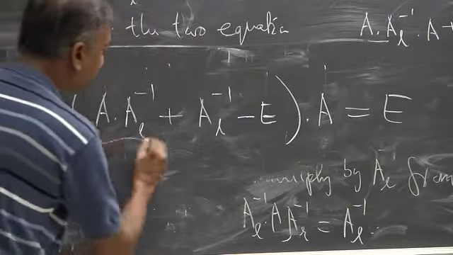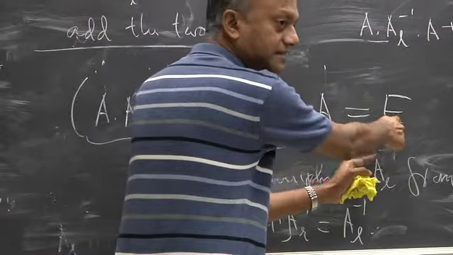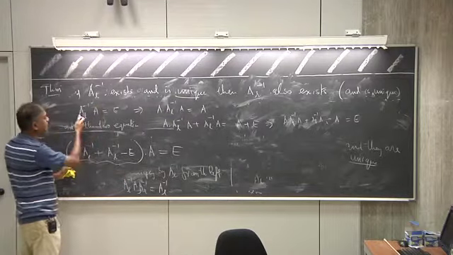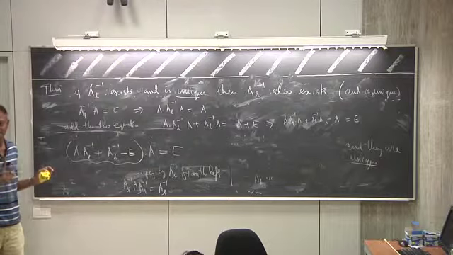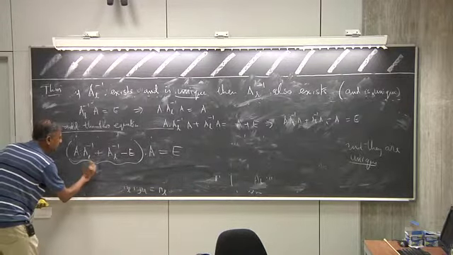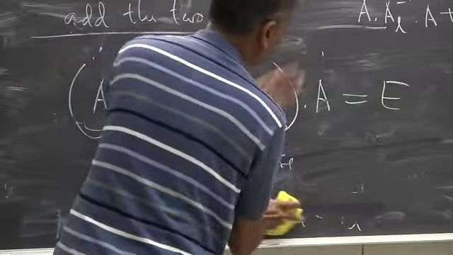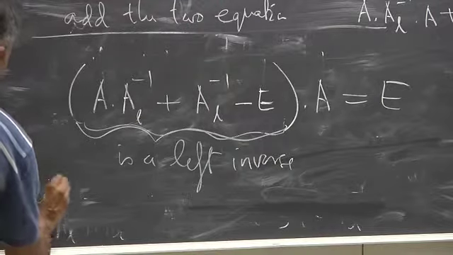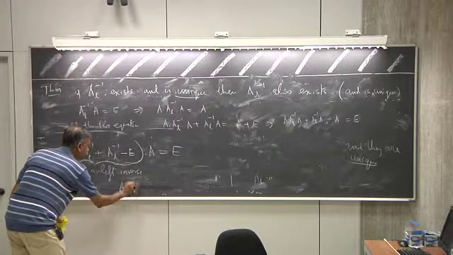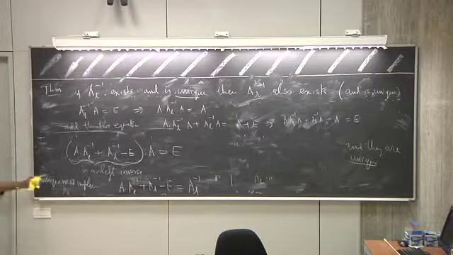So what does it mean? This operator is a left inverse, right? Because when you multiply this operator from the right with A, you get identity. So this is by definition a left inverse. But we are saying the left inverse is unique, right? Therefore, this must be equal to A left inverse itself. This is where I've used uniqueness. So A times A left inverse plus A left inverse minus identity is equal to A left inverse, right? That's where I use uniqueness.